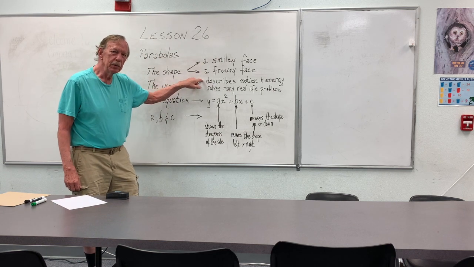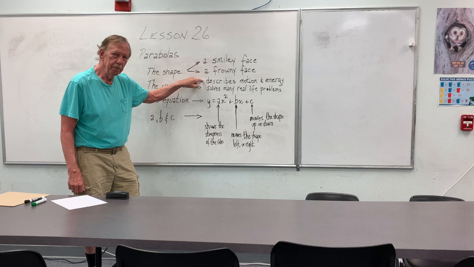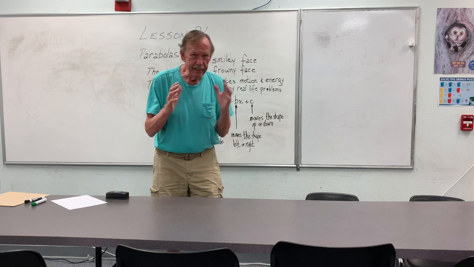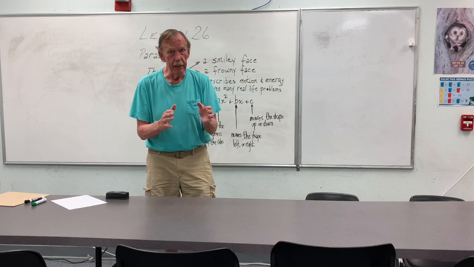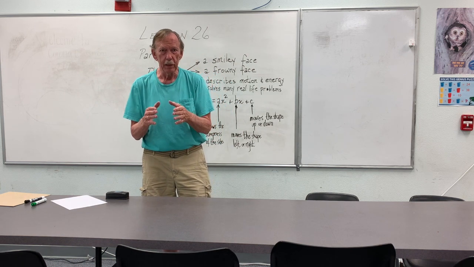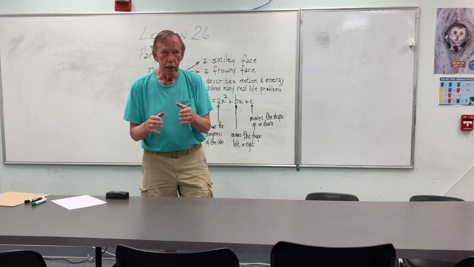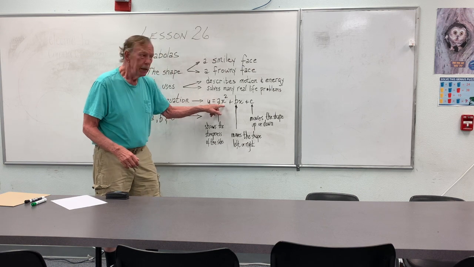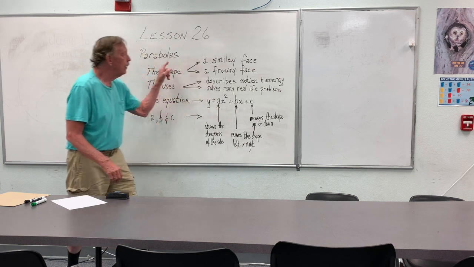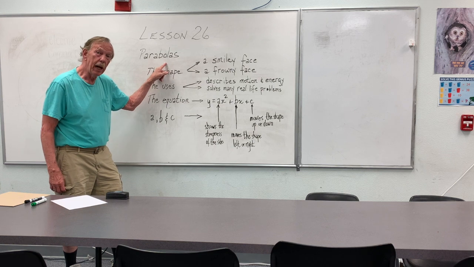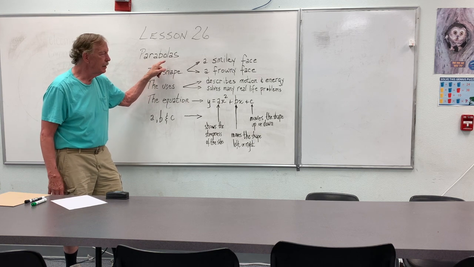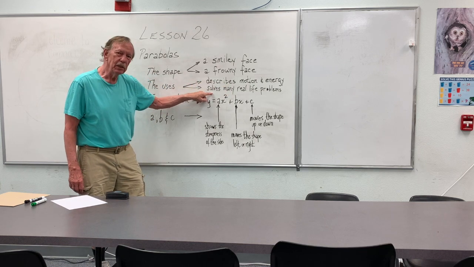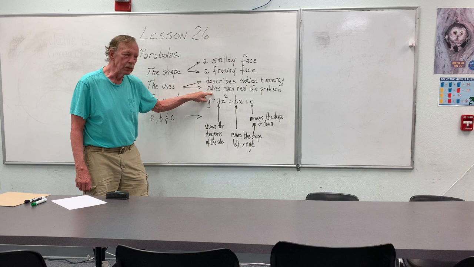A parabola describes motion and energy. Remember this guy Einstein? He said E, that's energy, equals m, that's mass, times c squared. E equals mc squared. Well, guess what? E equals mc squared is the equation of a parabola. Conic section, yes. It describes motion and energy, and it solves many real-life problems.